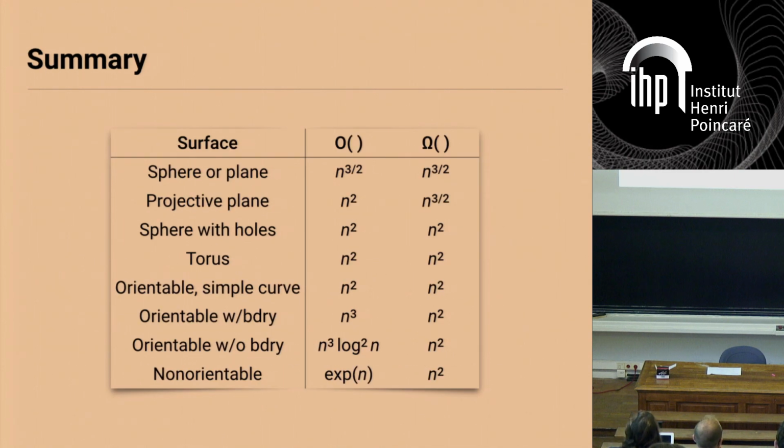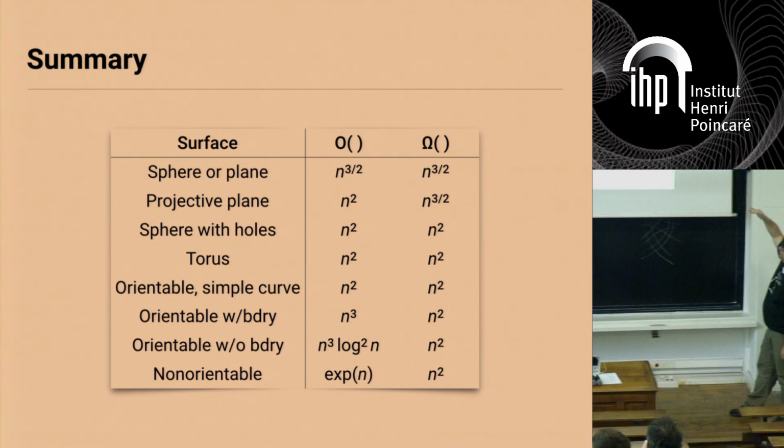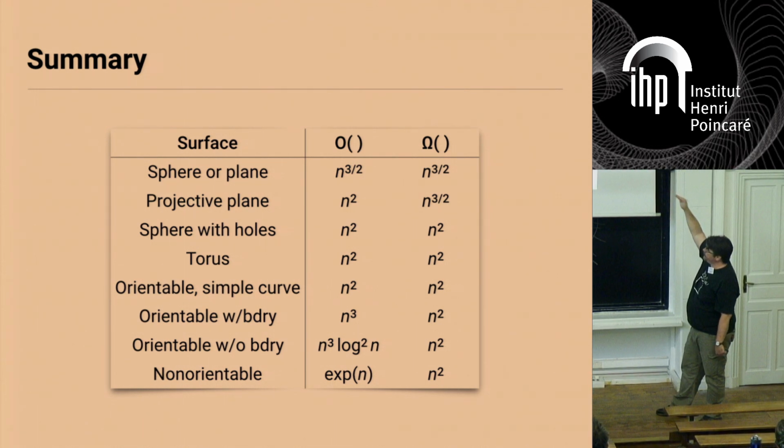And so here's the state of the art for the number of moves, upper and lower bounds. We have tight results in the sphere or the plane. We have tight results in the annulus or any sphere with holes. We have tight results for the torus and in orientable surfaces when the curve can be simplified to have no intersections. And we don't have tight results in all of the other cases.